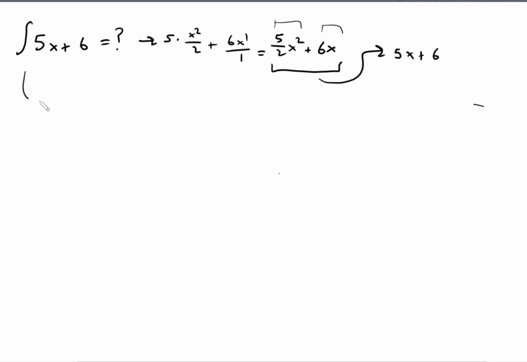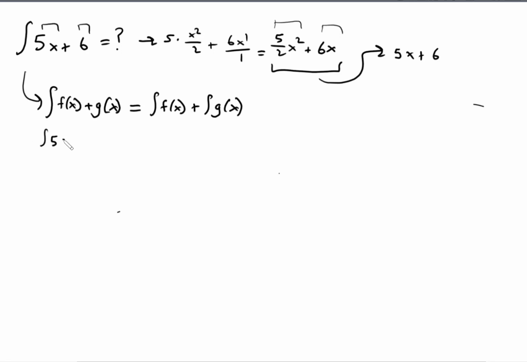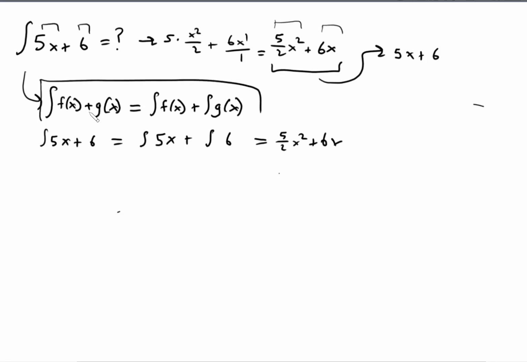So what can we conclude from this? We'll treat these as two different functions. So let's say we want to take the integral of f of x plus g of x. Well, this can be rewritten as the integral of f of x plus the integral of g of x. And we see that in work right here. Integral of 5x plus 6 can be rewritten as the integral of 5x plus the integral of 6. And if you were to apply the power rule of integrals to those individually, that's where you get 5 halves x squared plus 6x. So this is the first thing we want to establish.